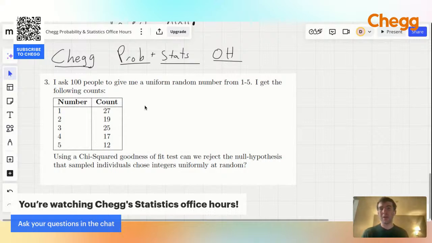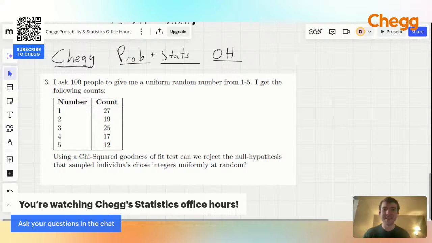So what we're going to imagine is I'm going to go out and ask 100 people to give me a uniform random number between 1 and 5. And I get the following counts. Hopefully they add up to 100. What this means is 27 people answered 1, 19 people answered 2, and so on. Can we reject the null hypothesis that the sampled individuals chose integers uniformly at random? There are some discrepancies here. We would expect 20 for each, but it's not 20. So is this truly random or not?